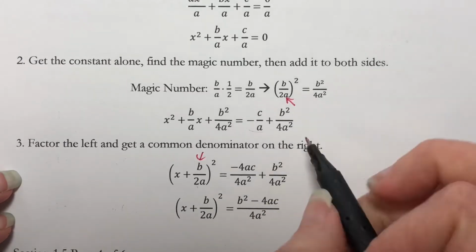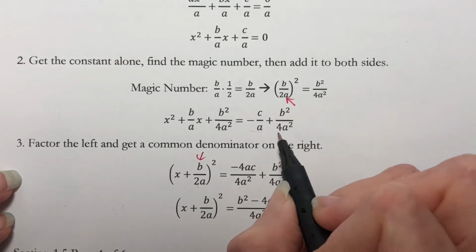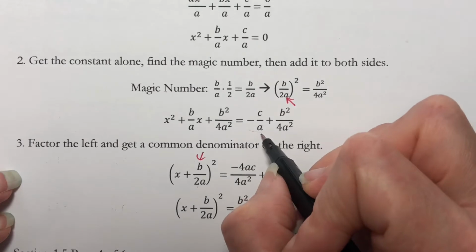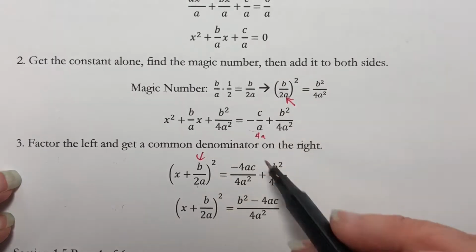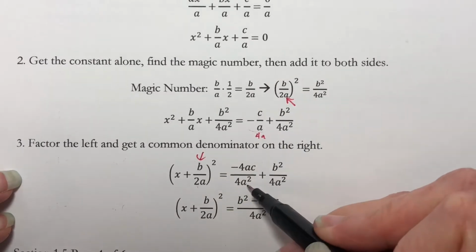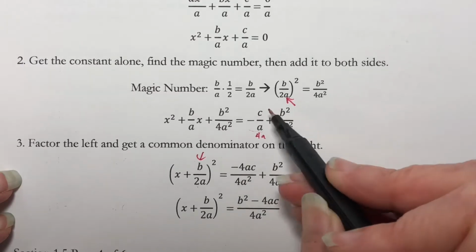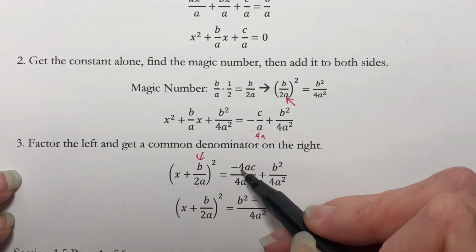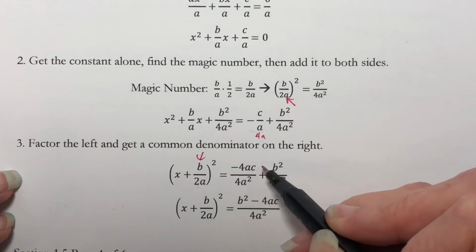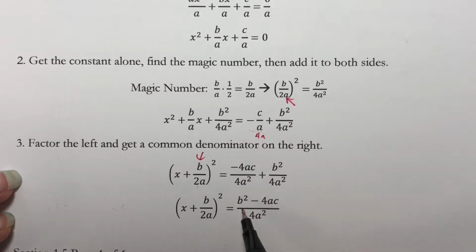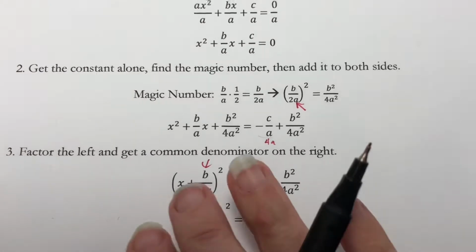And on this side, we need to get a common denominator, which would be 4a squared. So I'd need to multiply this one by a 4 and an a. And you can see here that I did that on the top and the bottom. You get 4a squared on the bottom, and then you get negative 4ac in the top here. So now combine these, and they have a common denominator, so it's b squared minus 4ac, which is what I have right here. Okay?